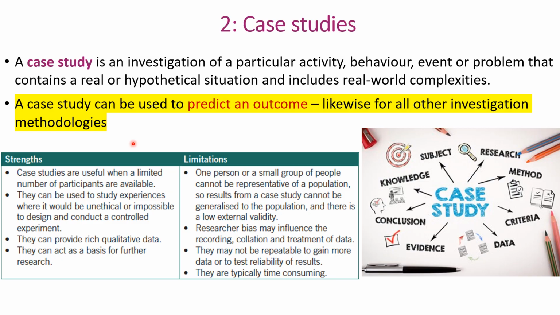But the big problem with this is if it is just one person that we're investigating, how can we generalize our results? How can we gauge external validity? And given there's no control of variables, it's prone to a whole bunch of different forms of bias in terms of the way that the data is actually interpreted.